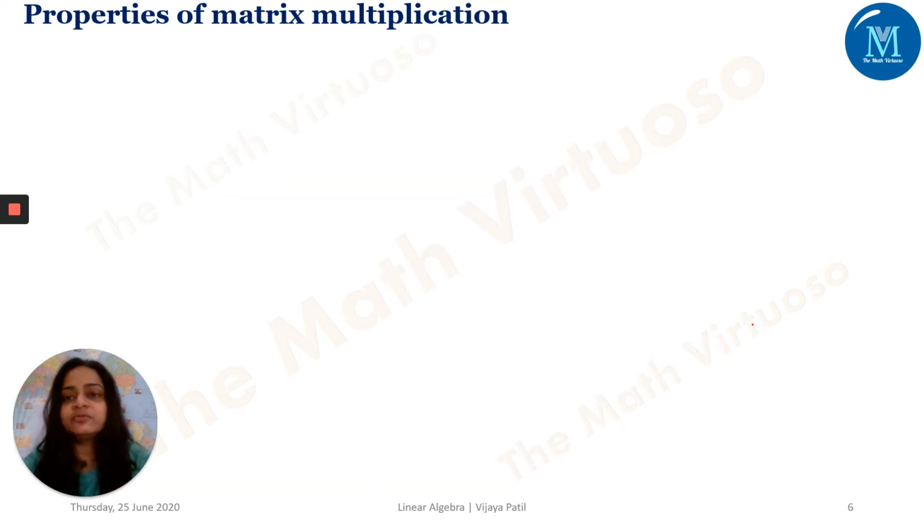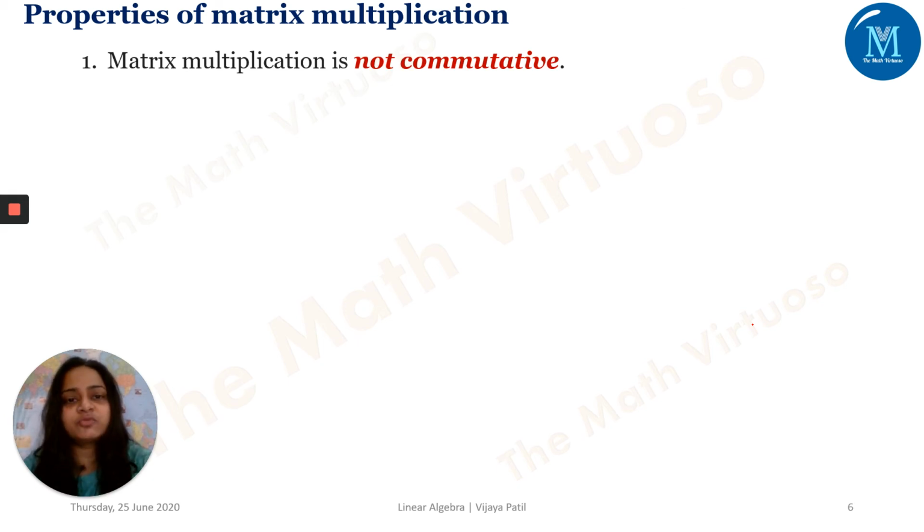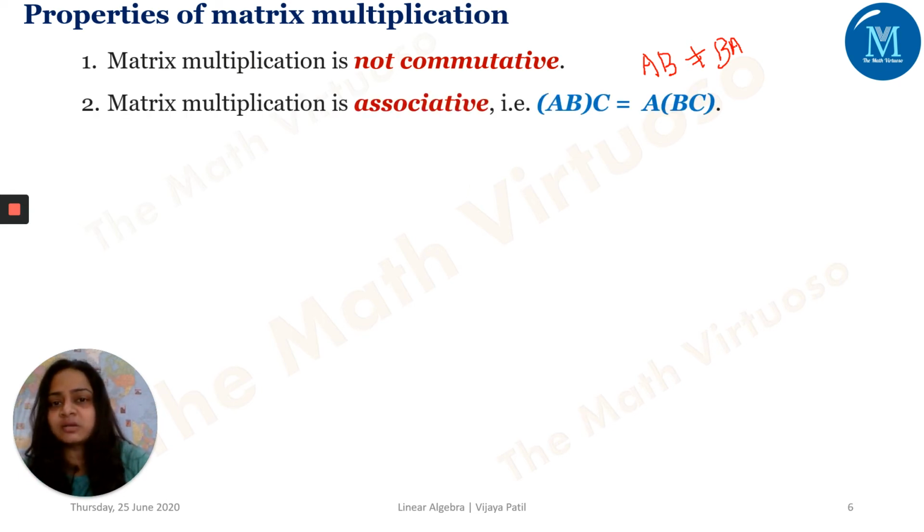Okay, properties of matrix multiplication. First, it's not commutative. That means if I want to find AB, it will not always be equal to B into A. In some cases it is possible, but most of the time A into B is not equal to BA in general. So it is not commutative.